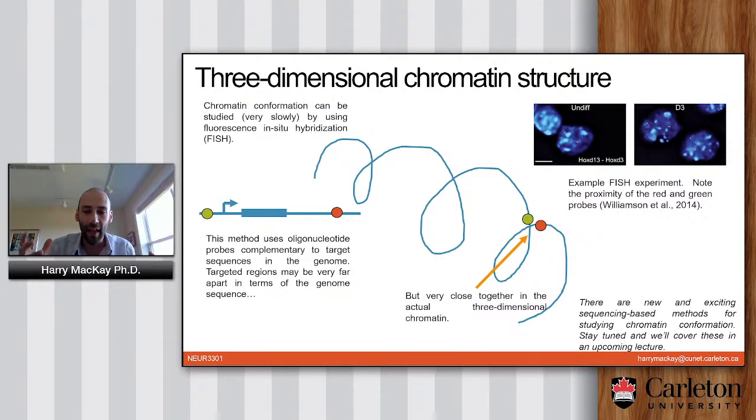Now, if you were labeling places that were very far away in the linear view of the genome, but then you looked in the cells and found that they were always very close together, I've given an example here. You can see that these red and green points are very close together. You would know that the way the chromatin is actually configured in three dimensions has these areas very, very close to each other.